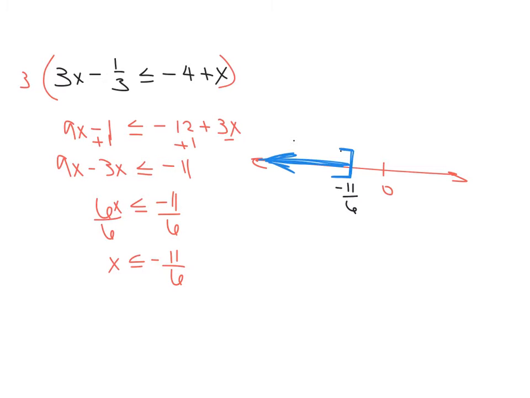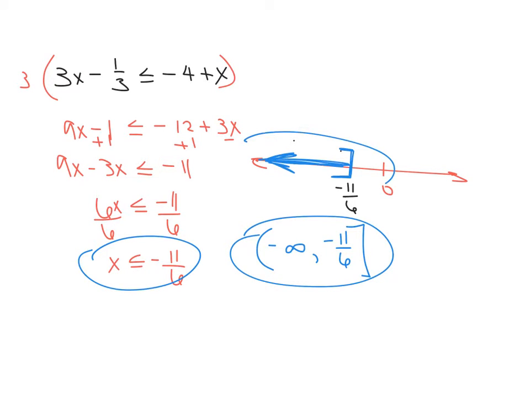If I want to write this in interval notation, negative infinities always get the rounded parenthesis. -11 over 6, because it includes it, gets the boxed-off bracket. And there's my answer. So I've got inequality, interval notation, and graphing. There are options as far as how to write this.